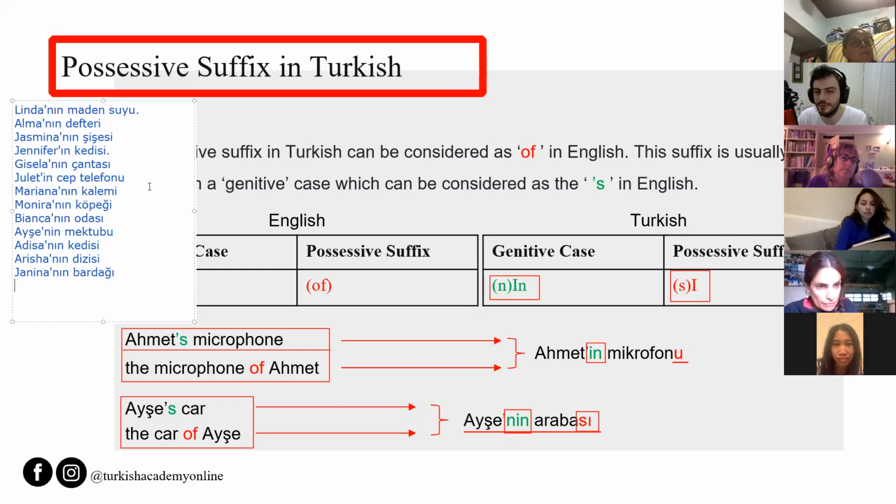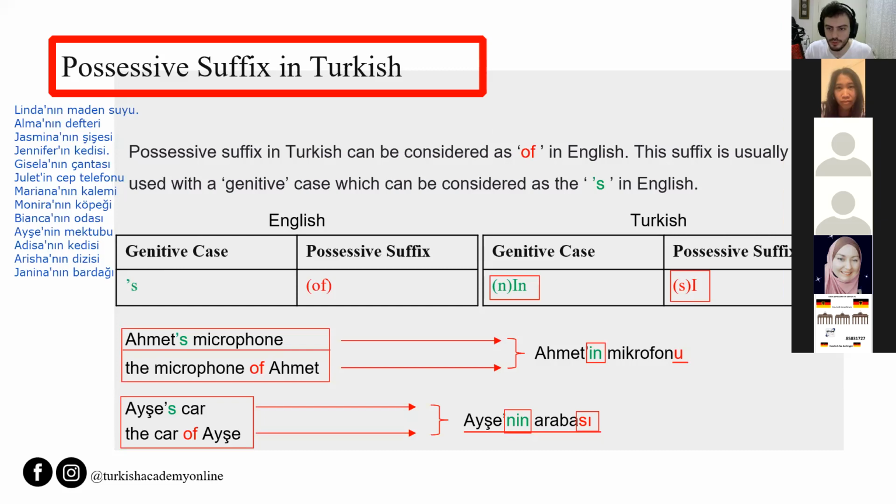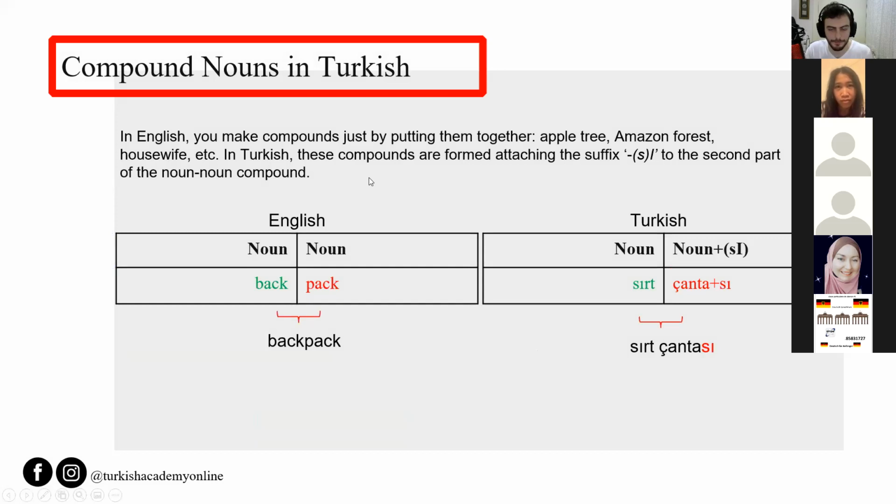So yeah, this is the idea. This is how we do those kind of possessions in Turkish. You always need the genitive for the name, for the one who owns it, and also the possessive suffix for what is owned by that person. Okay, let's move on. I'm going to take a screenshot of this just in case. These are lovely examples. And let's move on to the next one.